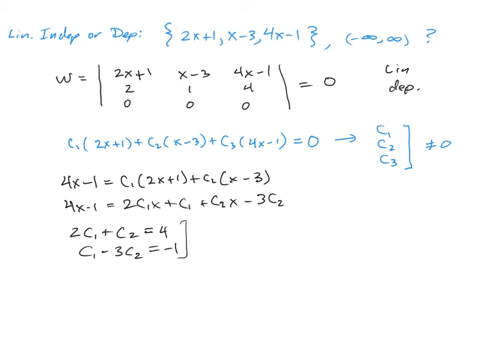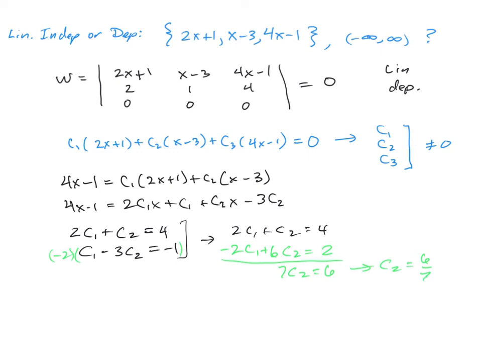We can now take this system and solve it by either substitution or elimination. Let's go through and solve it using elimination. So I'm going to multiply that second row by negative 2. So that's going to make a negative 2c1 plus 6c2, and that's equal to a positive 2. That's supposed to be a 6 there. All right, so we add those up, and we get 7c2 is equal to 6. That makes c2 equal to 6/7.